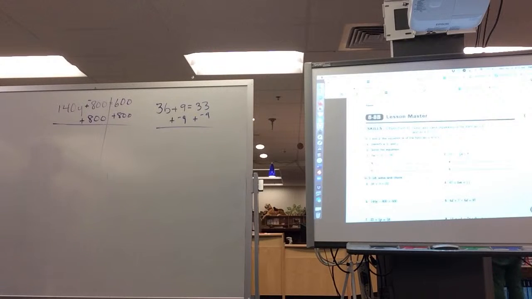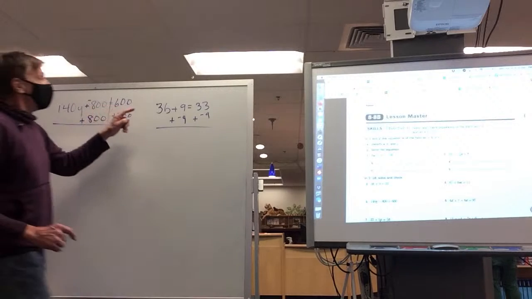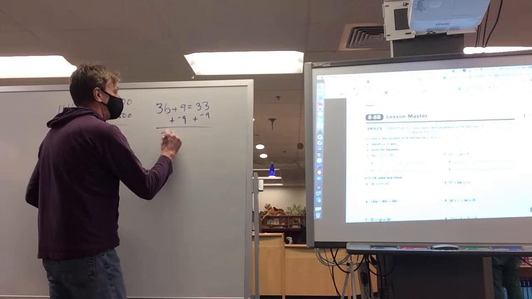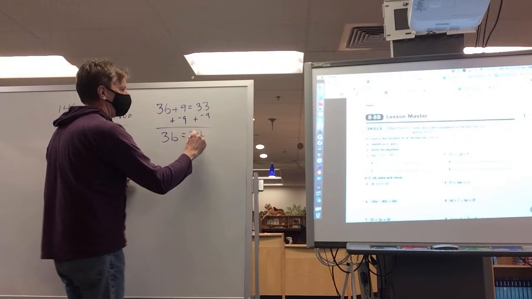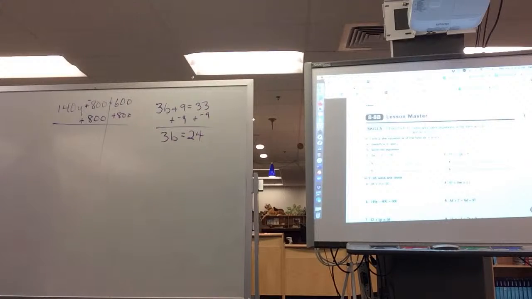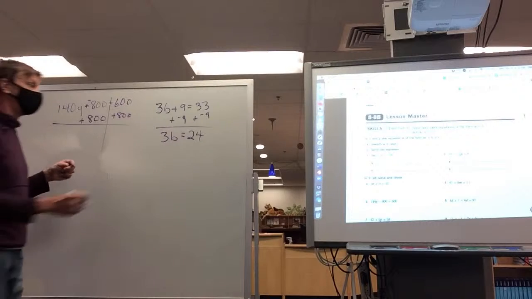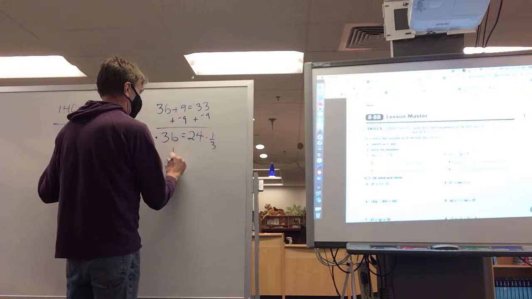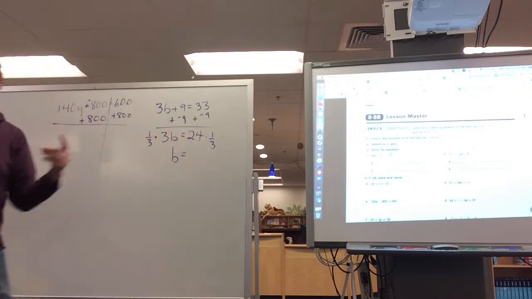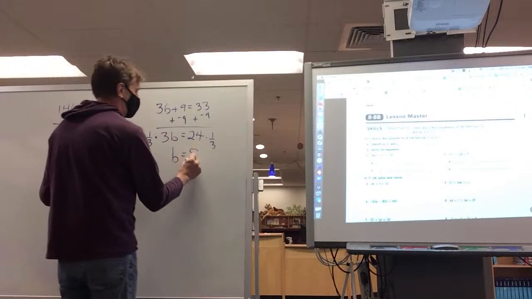See them differently. So, in this case here, we got 3b is equal to, what's that, 24? Yeah. And then what do we do? Divide by 3 or multiply by the reciprocal, either one. I'm going to do it that way just because. And then a third of 24 is 8.